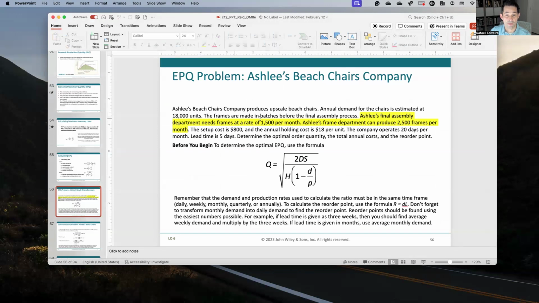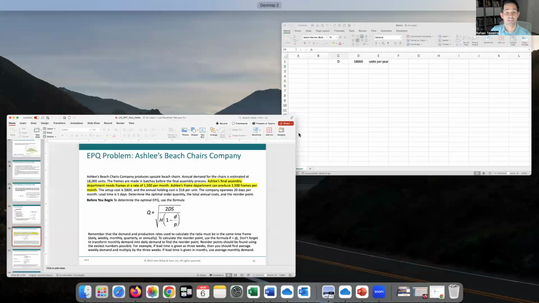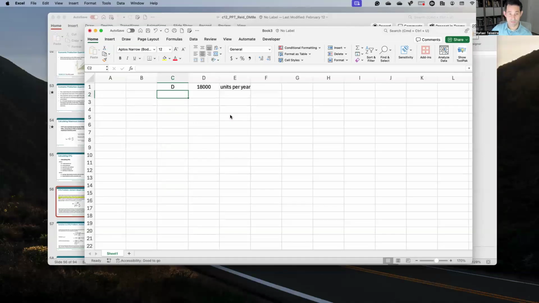The frames are made in batches before the final assembly process. Ashley's final assembly department demands frames at a rate of 1,500 per month. So that's my lowercase d, 1,500 units per month.